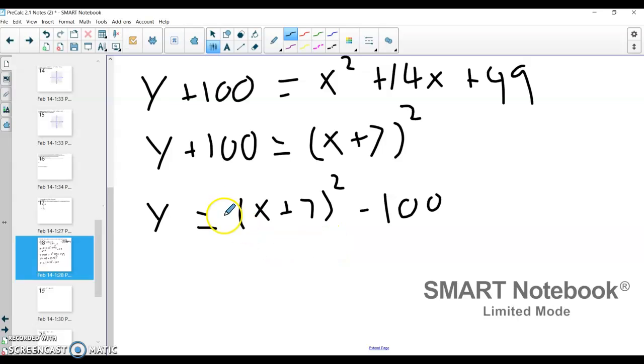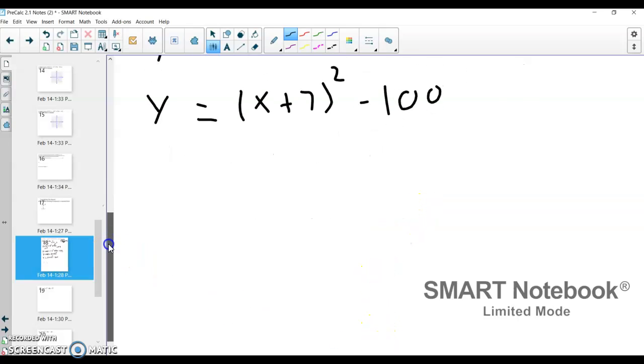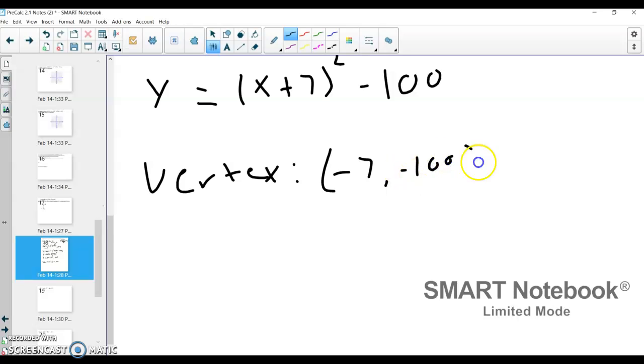My a is 1. My h is -7 because, remember, it's x minus h. Now that that's positive, that's -7. And my k is -100, which means that now that it's in standard form, I know my vertex. My vertex again would be (h, k), which is -7, -100.